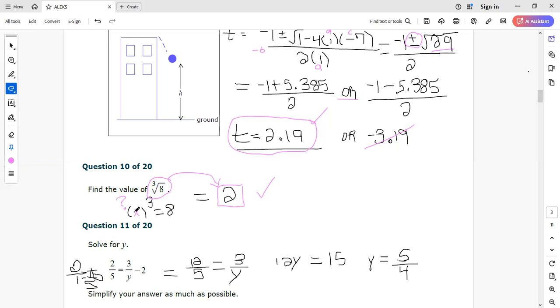Okay, and the number you raise to the third power is 2. 2 to the third power gives us 8. So therefore, the cubed root of that 8 is going to be 2. It's that base number that you cube in order to get 8.